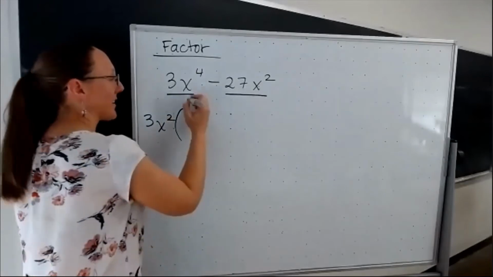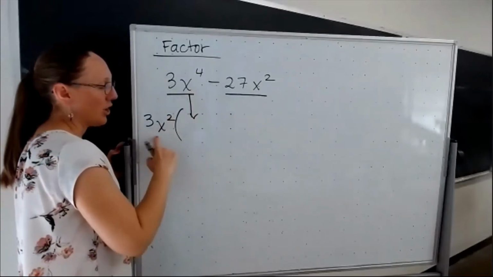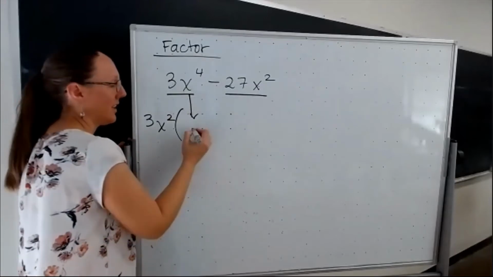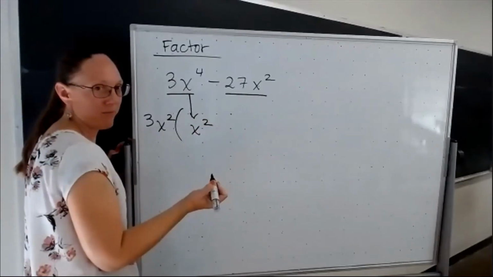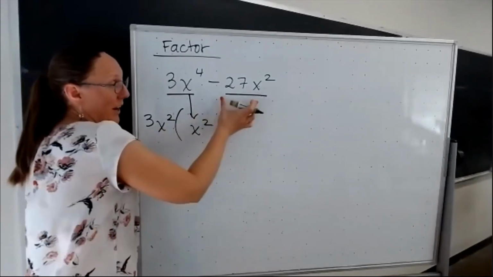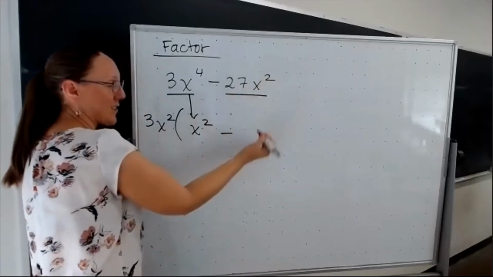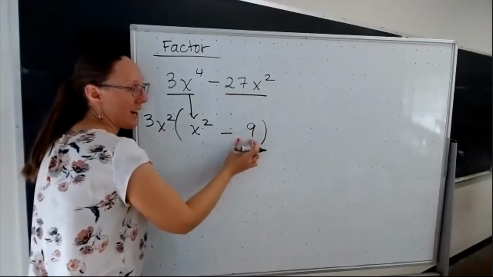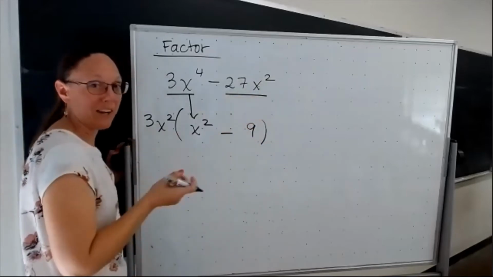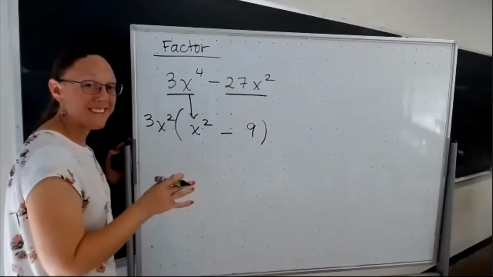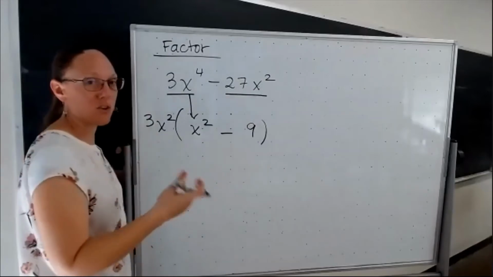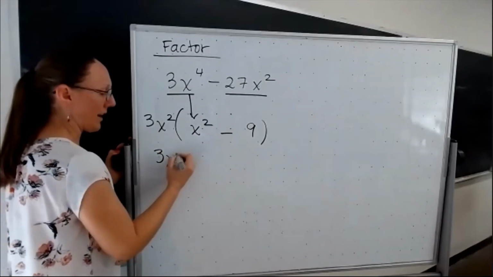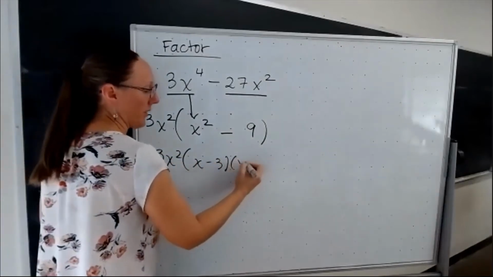Well, if I pull out 3x squared, then 3x squared times what would give me 3x to the 4th? The answer there is x squared. If I'm pulling out 3x squared from that 27x squared, I'm going to be left with a 9, because 3x squared times negative 9 is going to give me back the negative 27x squared. Now I'm not done, because what I'm left with factors more. This is the difference of perfect squares. So I'm looking at 3x squared, x minus 3, x plus 3.